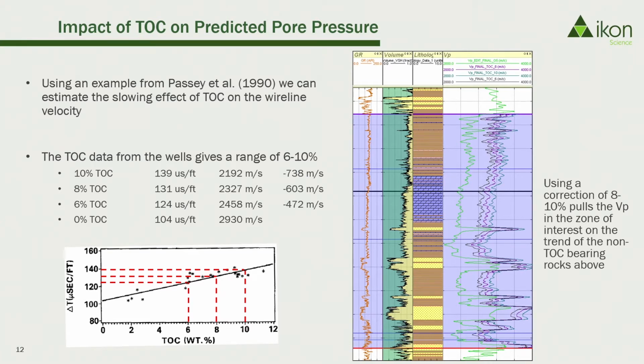So how do we know whether the slowing of our interval velocities or seismic velocities is due to overpressure or is it due to TOC? How do you know that it's not TOC that's driving the overpressure? Well, I mean, it could be both. It's not the TOC content generating the overpressure, it's whatever hydrocarbon might be generated from the TOC.